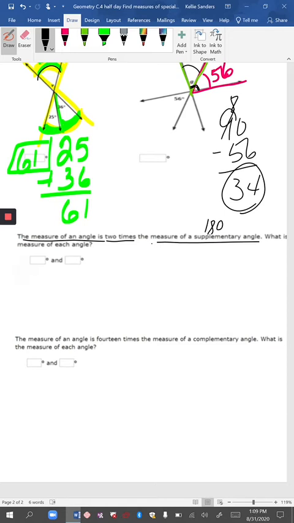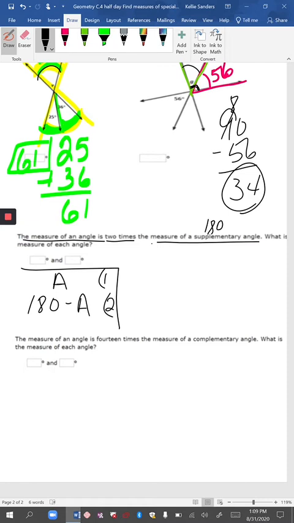Side note. If you know one angle and you were ever asked to find its supplement, what would you do? You would take 180 and subtract the angle that you know. That actually gives you 2 angles. That gives you your original angle and it gives you the supplementary angle.